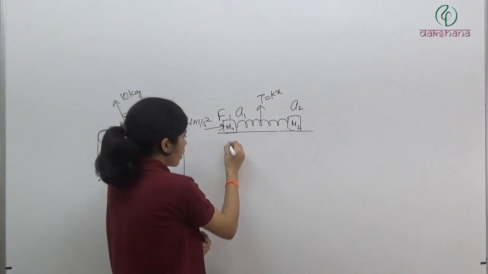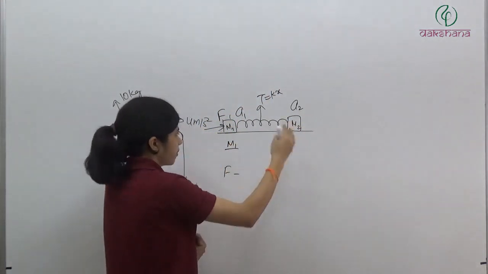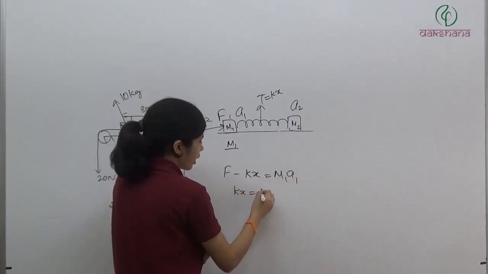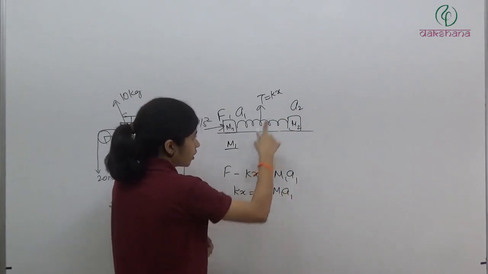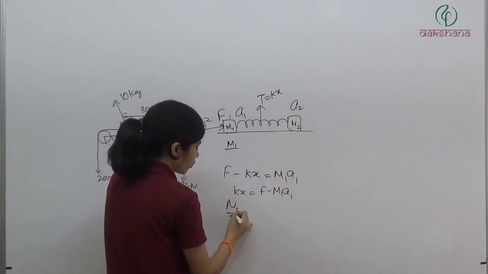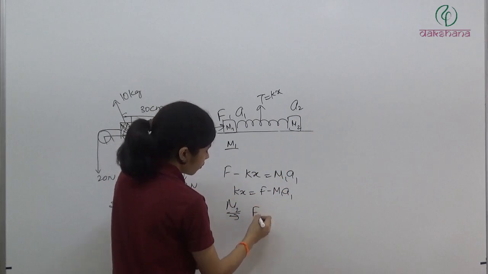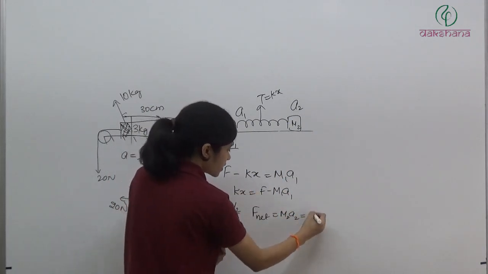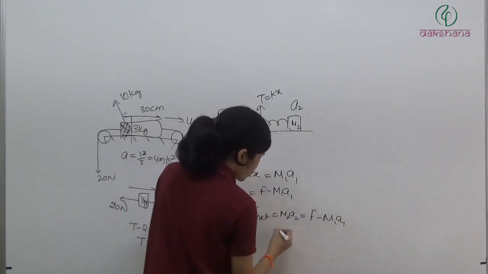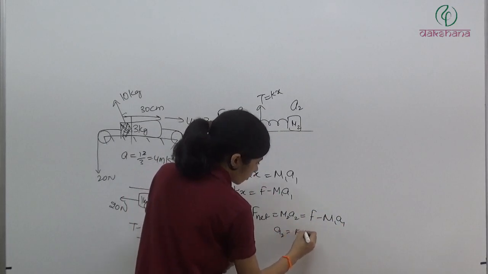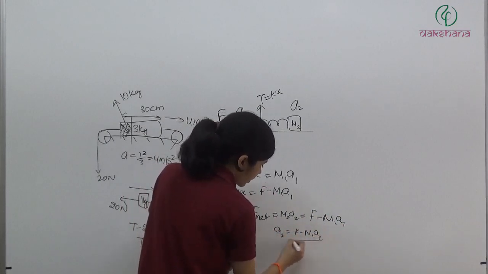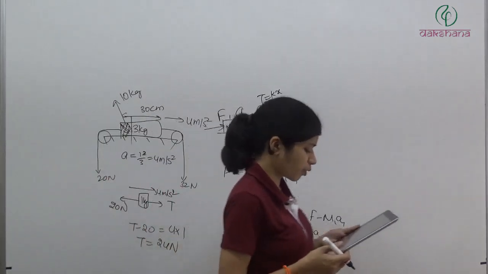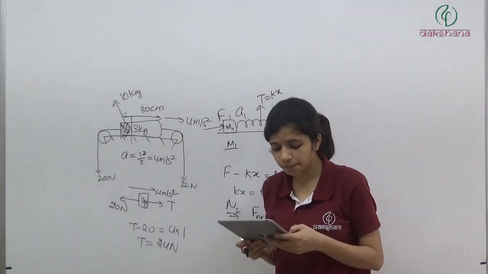So for M1 we have F minus Kx is equal to M1A1. So Kx is equal to F minus M1A1. And for M2 we can write net force is equal to M2A2. Net force is Kx, and Kx is F minus M1A1. So A2 will be F minus M1A1 divided by M2. Okay? So very simple problems, you can definitely do these.